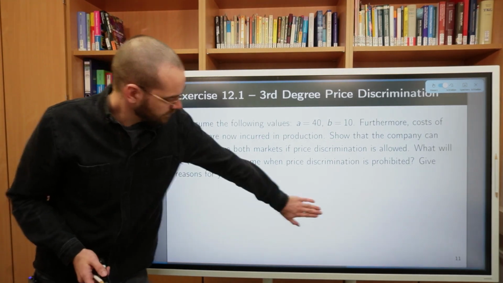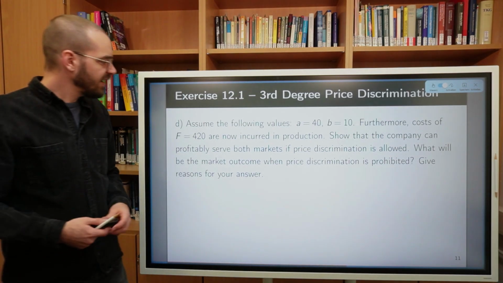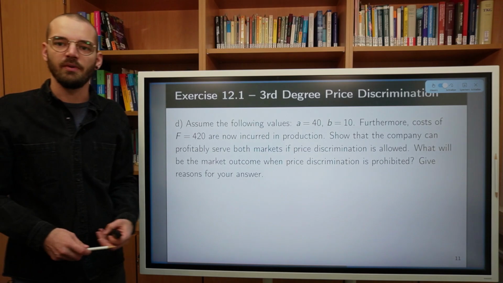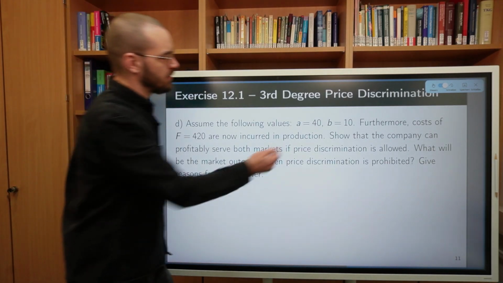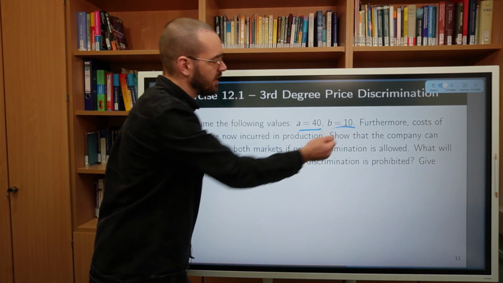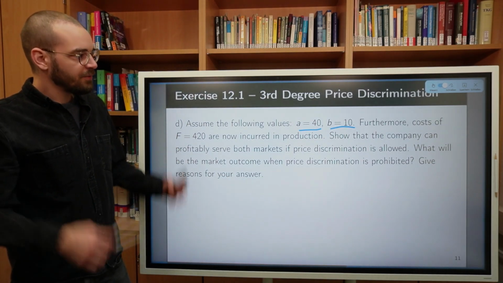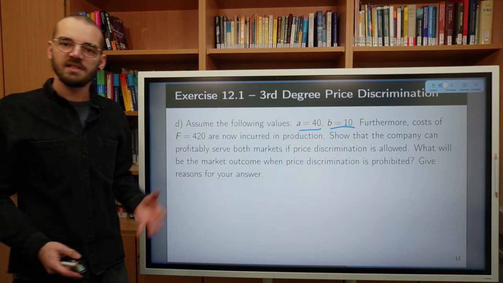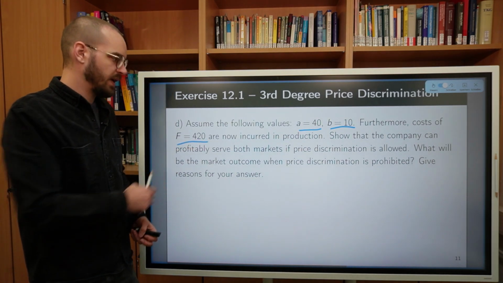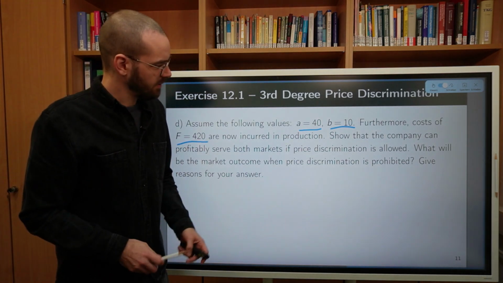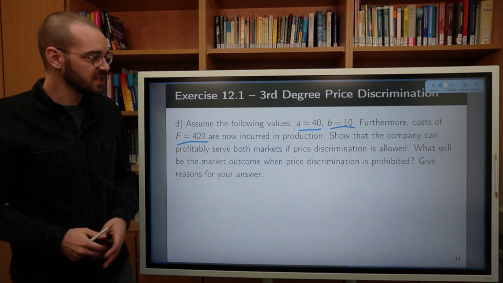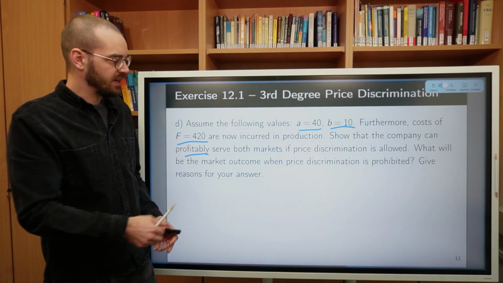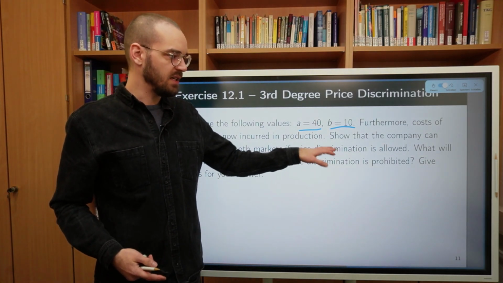Alright, now to the fourth and final task of this exercise, we are now asked to assume specific values for A and B. We are going to assume that A takes value 40, B takes a value of 10, and furthermore, we assume that the monopolist is facing fixed costs in production of 420. Now we are asked, based on these numbers, to show that the company can profitably serve both markets if price discrimination is allowed.